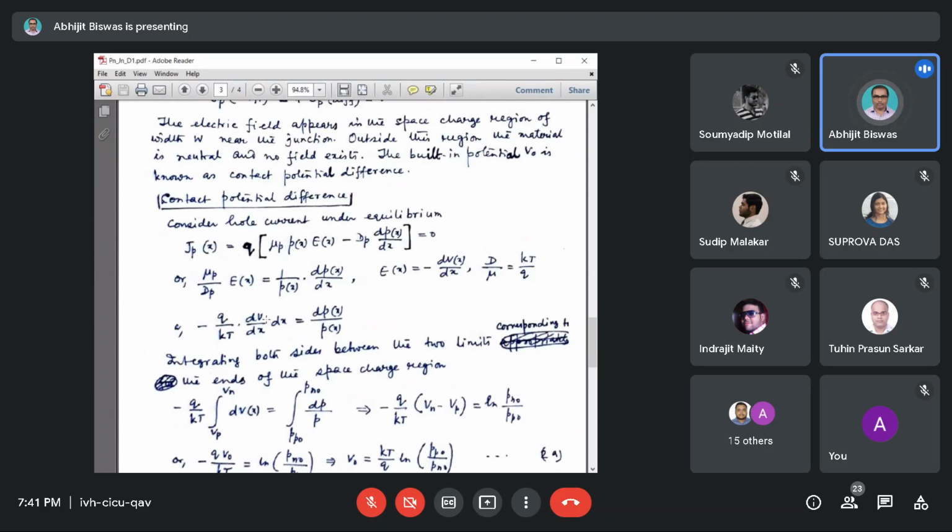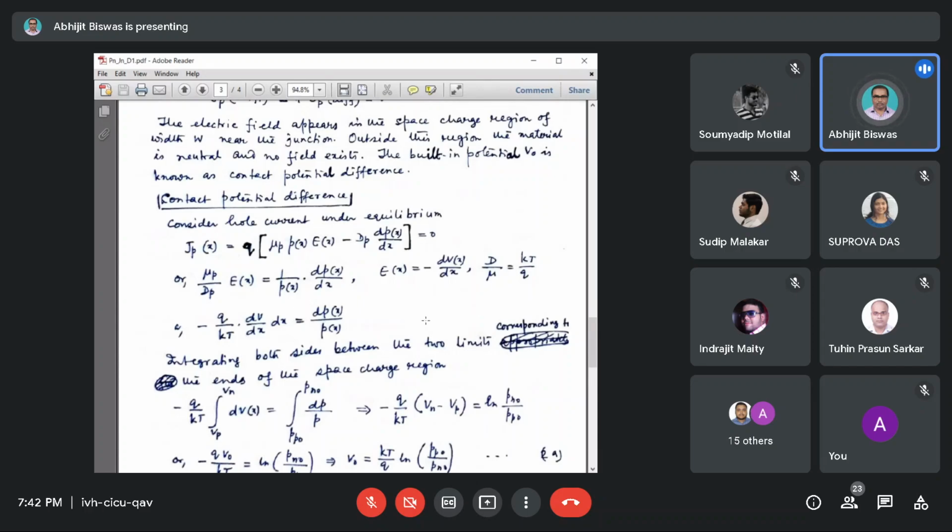Under this condition, Jp, the first component, is the drift current, which is equal to q mu_p p(x) E(x), minus D_p dp/dx. Mu_p is the mobility of holes, p(x) is the hole concentration, E(x) is the electric field. D_p is the diffusion constant for holes, and dp/dx is the gradient of hole concentration with respect to distance.